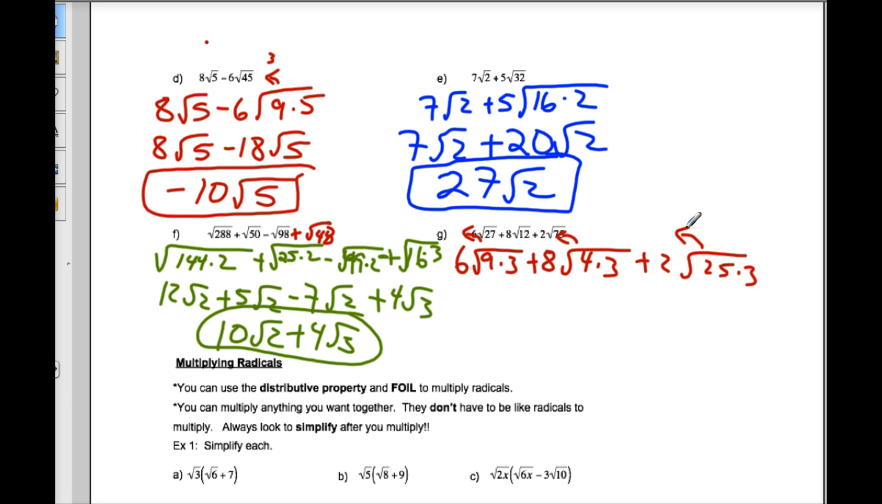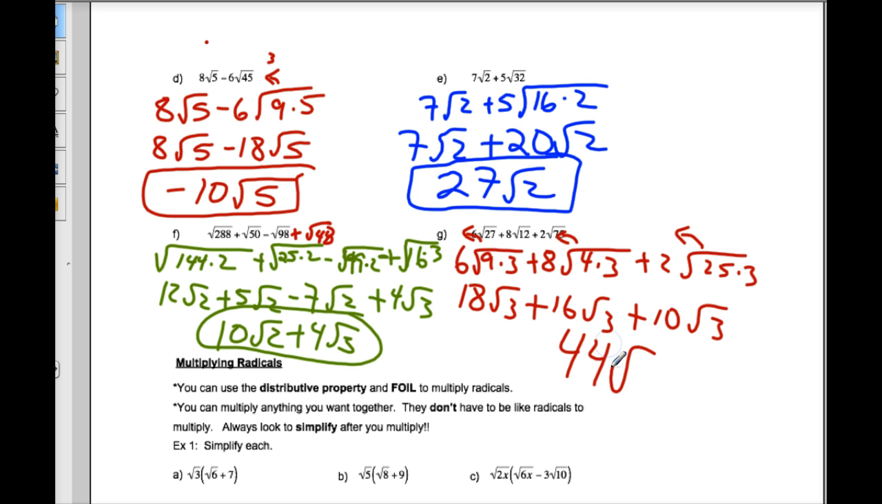Okay. Pull the perfect squares out. What do we get? 18 radical 3 plus 16 radical 3 plus 10 radical 3. And that will all be, that's a wrap. 44 radical 3? You betcha. Well done, people. Well done.